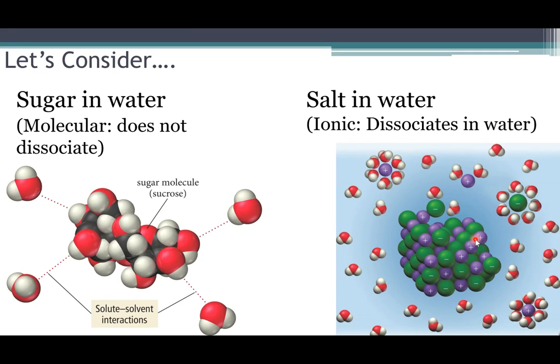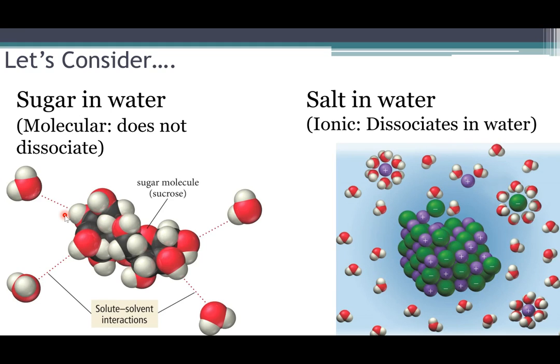So when ionic compounds dissolve in solution, they do so by dissociating, breaking apart, and we have lots of ions, charged particles, floating around in that water. As opposed to molecular, where we've got this big honking neutral molecule.